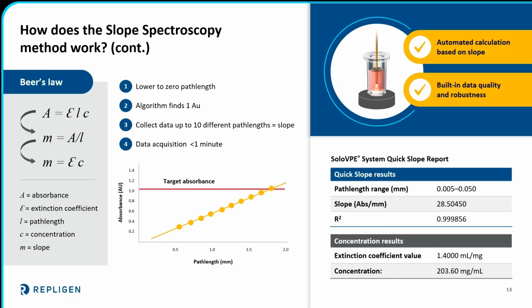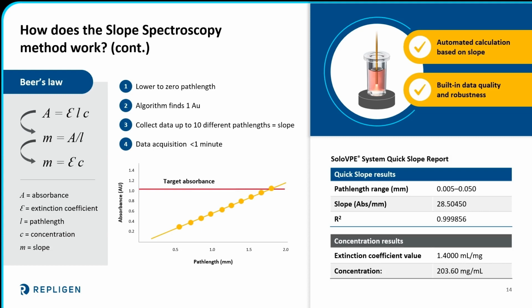To summarize, the automated calculations based on slope, not absolute absorbance, allow us, on the right side, to see how the data is calculated in the report. We have our path length range, which was used to generate the slope regression, in this case being 28.5. We show the valid R-squared value of 3/9. Slope divided by the extinction coefficient of 1.4 gives us the final concentration of over 200 mg per mL.